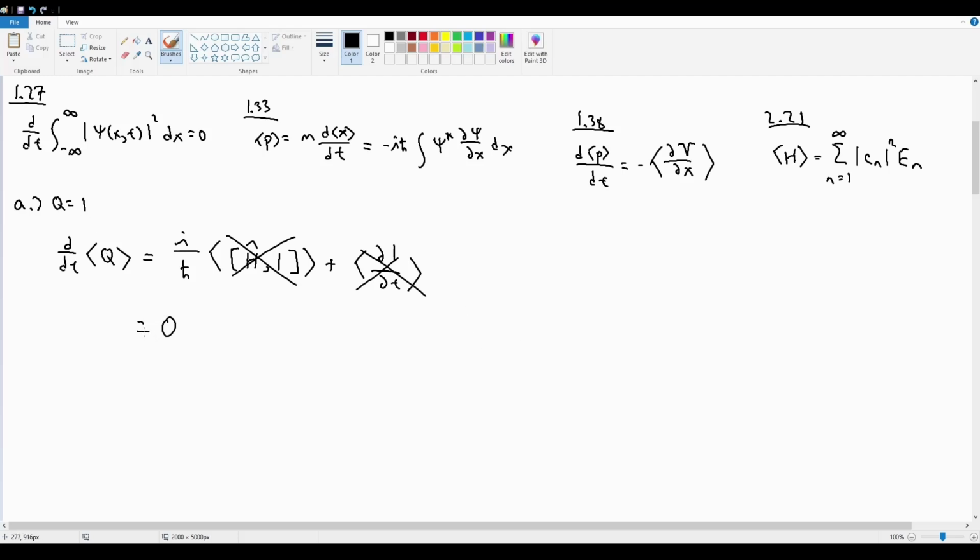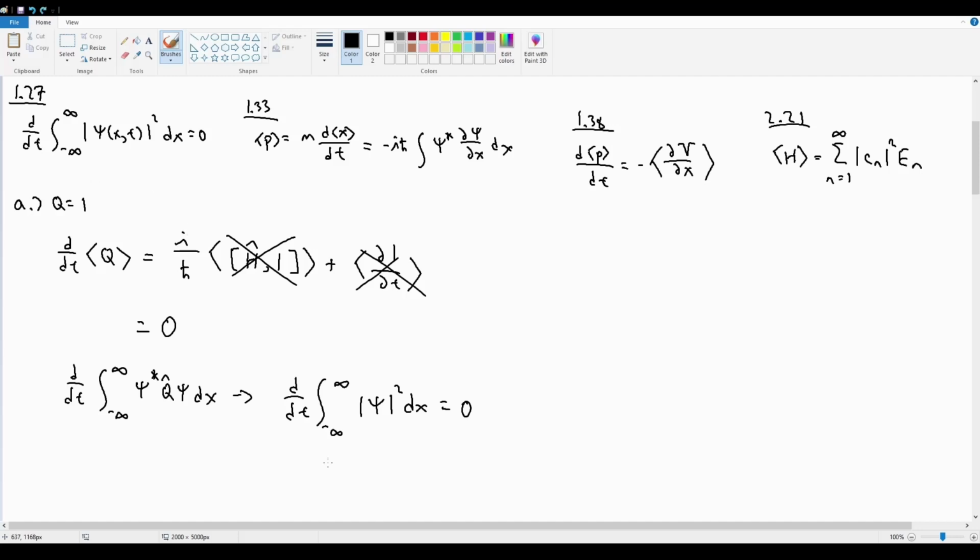Now, we can relate this to 1.27 directly because, remember, if we think about the actual equation of an expectation value, this can be rewritten as d by dt of the integral from negative infinity to infinity of psi star Q hat acting on psi, right? And since Q hat is just 1, this is just going to go directly to d by dt of the integral from negative infinity to infinity of mag psi squared dx, and this is going to equal 0, which is exactly what we got over here.